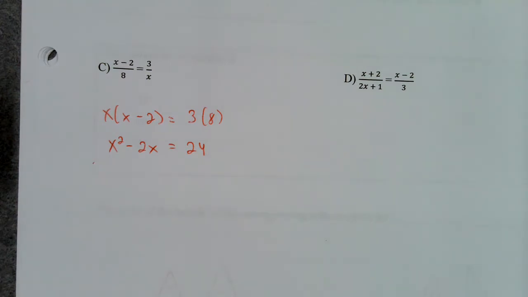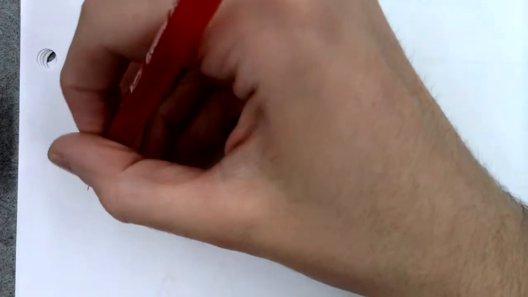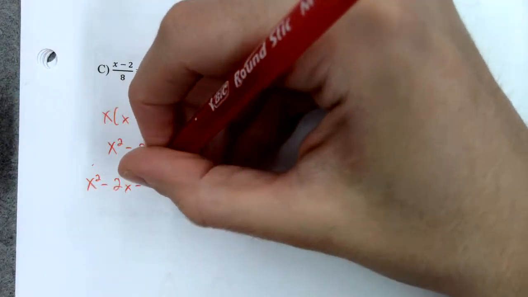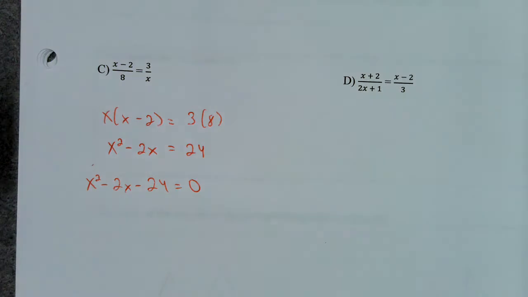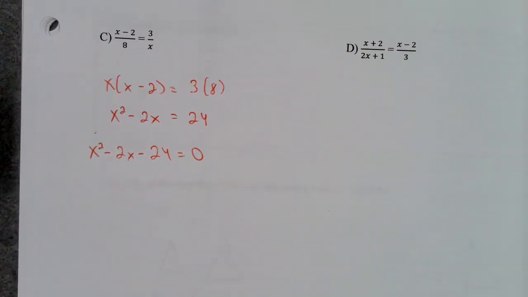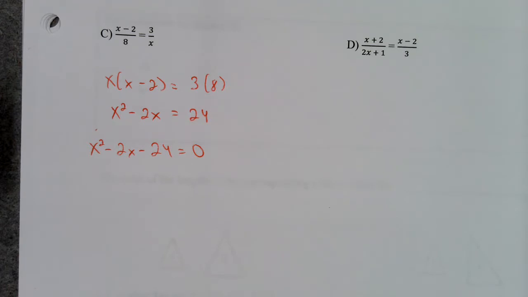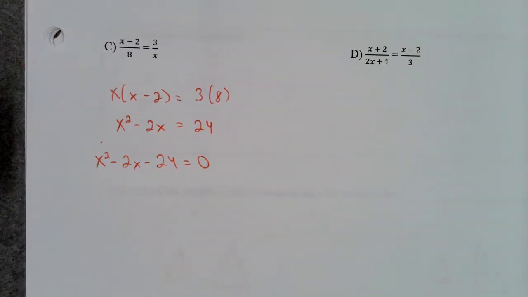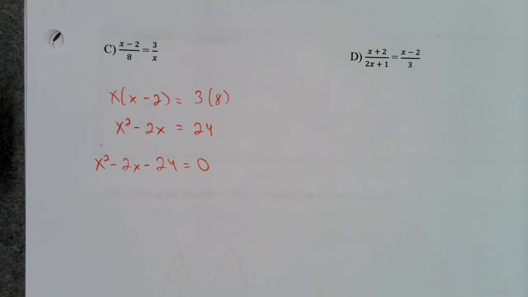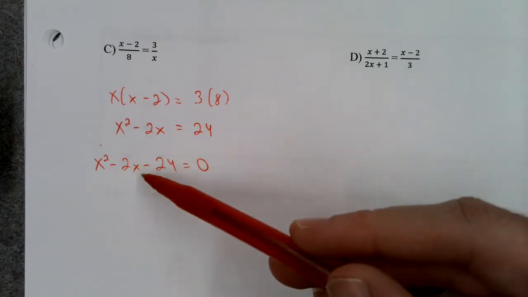Now there's several different ways to solve this if you think back to Algebra 1. Maybe factoring, maybe using square roots, maybe completing the square, maybe the quadratic formula. I'm going to get the equation equal to 0, and I'm going to try to factor. So I'll do x squared minus 2x minus 24 equals 0. And now I will factor the left side of the equation. Look for two numbers that multiply to negative 24 and add to negative 2.